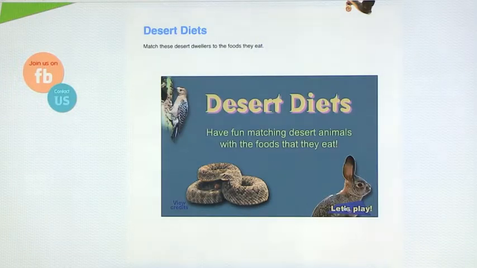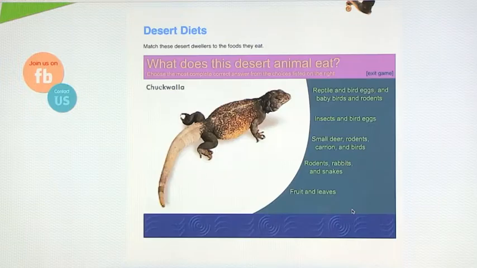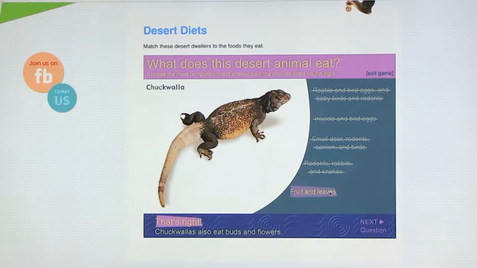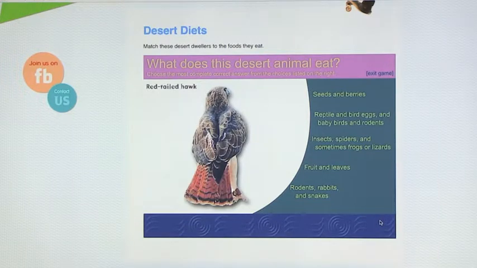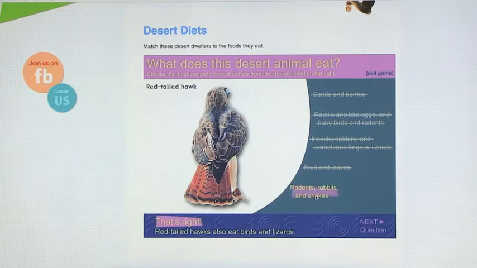We're going to start the game. And look at all the little, oh, little bunny. All right, a chuckawalla. Never heard of a chuckawalla before, so I've already learned something new. Choose the most complete, correct answer from the choices listed on the right. I'm hoping he doesn't eat baby birds. So we're gonna go with fruits and leaves. I was right. That was a total guess, mostly because I didn't want him to eat baby anything. So, we'll go to the next question. A red-tailed hawk. I'm pretty sure this guy eats rodents, rabbits, and snakes.